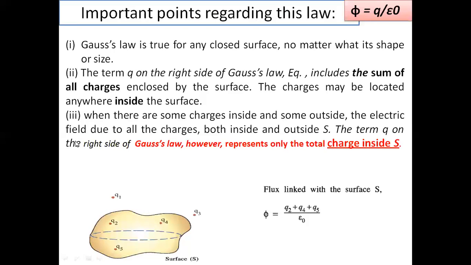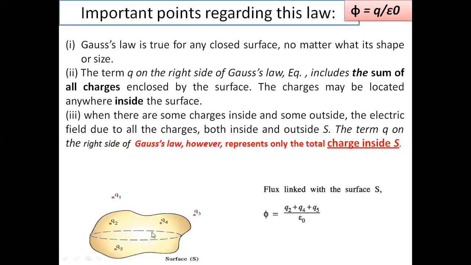Then the third point: when there are some charges inside or outside, the electric field is due to all the charges, both inside as well as outside. So there is an electric field inside the surface as well as outside of the surface because of some charges. But the term Q on the right side of Gauss's law represents only the total charge inside the surface S.